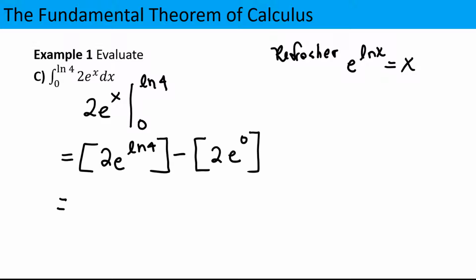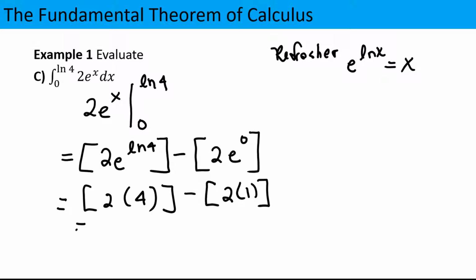Now the refresher comes in handy because e to the natural log of 4 is 4. So we'll have 2 times 4 minus 2 times, and an exponent to a power of 0 is always just 1. So now we have 8 minus 2, and we know that this definite integral is equal to 6.